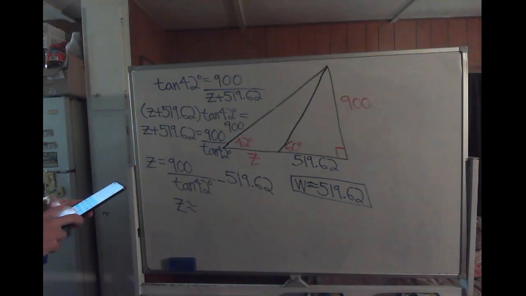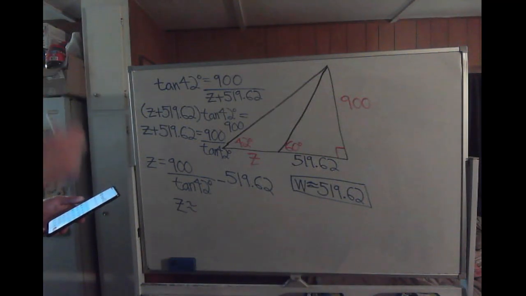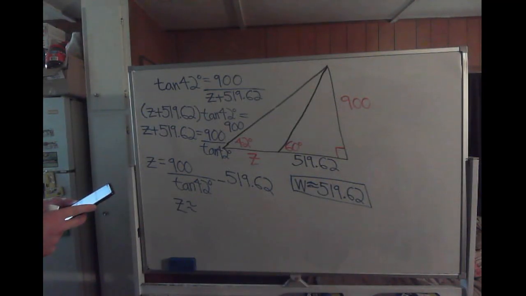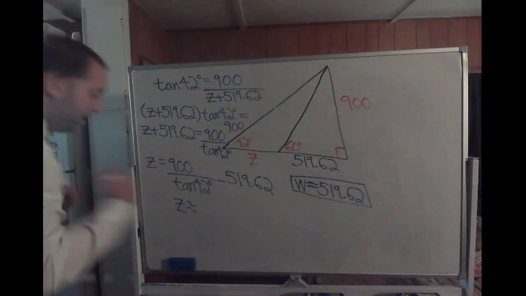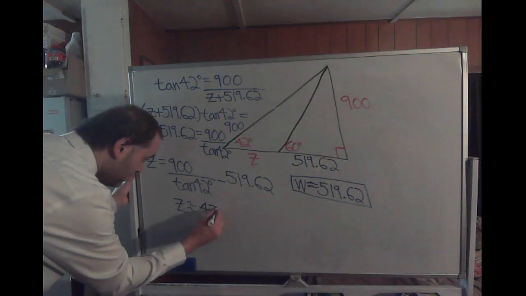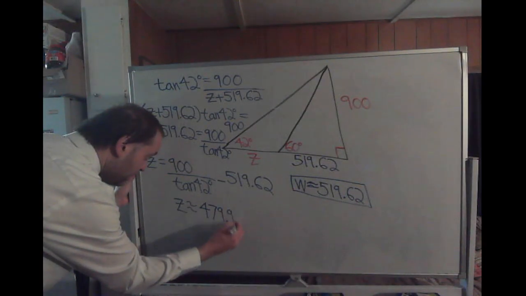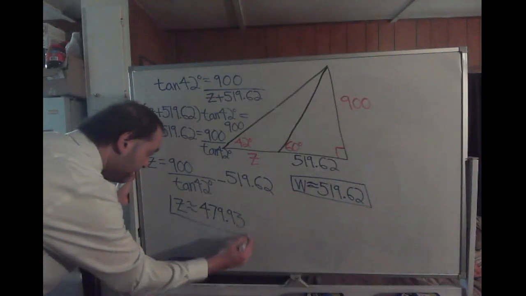The few steps in your calculator, so 900 divided by the tangent of 42, so that's about 999.55. So take that minus 519.62. So you get approximately 479.93. So that would be the value for Z.